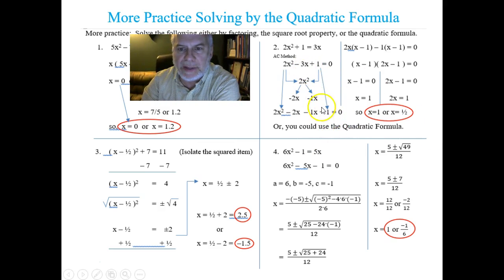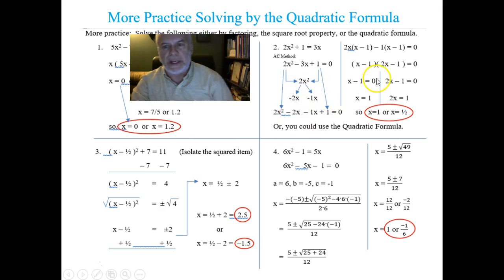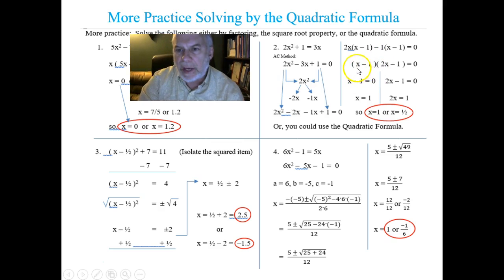Now, I show the AC method here. You can follow that through there and look at it. I ended up getting it factored right here, x minus 1 times 2x minus 1. And then I broke it up into my little equations, and I got x is 1 or x is 1/2. Or you could have used the quadratic formula, with a being 2, b being -3, and c being 1. Plug them into the quadratic formula. You should end up with the same answers.